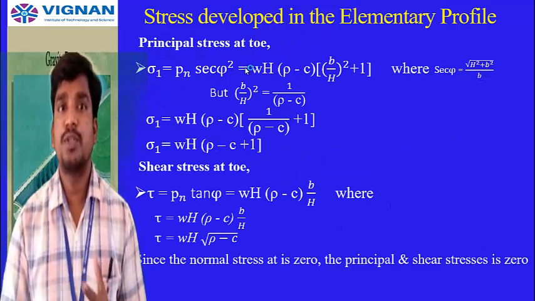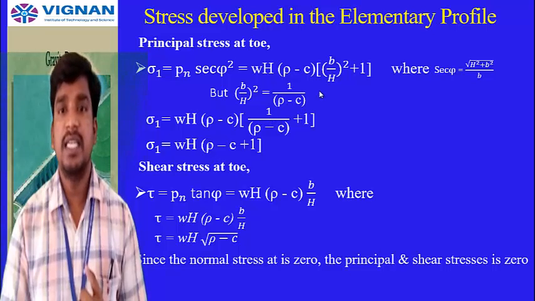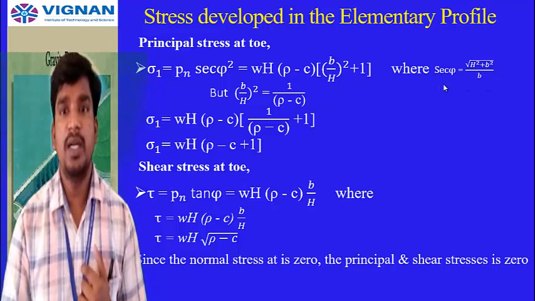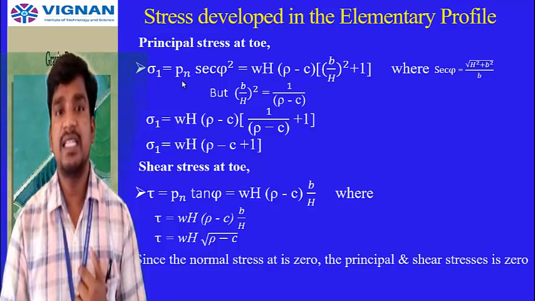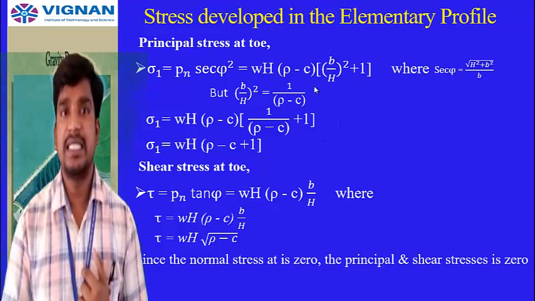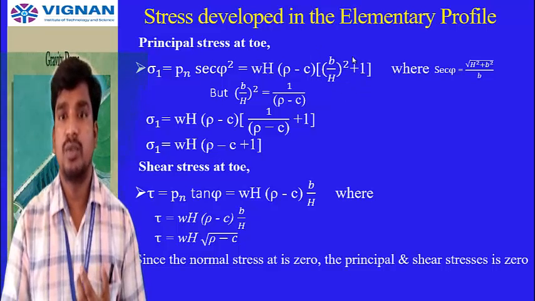Now, what about the principal stress as well as the shear stresses developed at the toe and heel? Let us have a look at them also. The principal stress sigma 1 is equal to Pn into secant square theta, where secant is calculated with the hypotenuse being under root H square plus B square. So secant is under root H square plus B square by B. Pn is already calculated, that is WH into rho minus C, in the previous equation. So that Pn is substituted here, and secant square is V by H whole square plus 1. After simplifying, if you substitute this, you will get this value here.